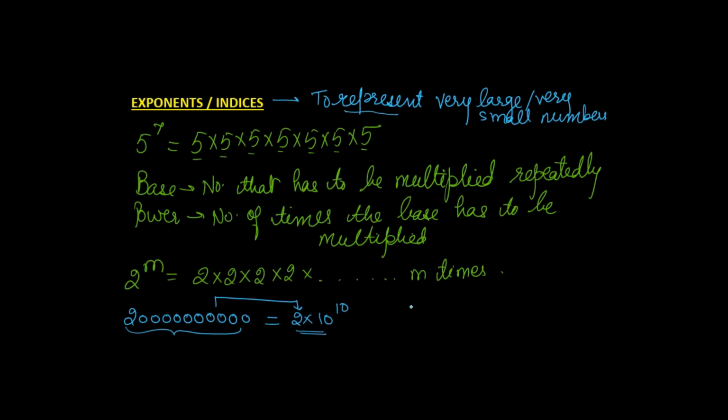But suppose someone asks you the value of 2 to the power 7, then we actually have to go and multiply it 7 times. When it comes to finding the exact value, you have to multiply it 7 times. So 2 times 2 is 4, 4 times 2 is 8, then 16, 32, 64 and 128. So wherever the value has to be found out, actual multiplication has to be done, but we can represent very big and very small numbers using exponents.